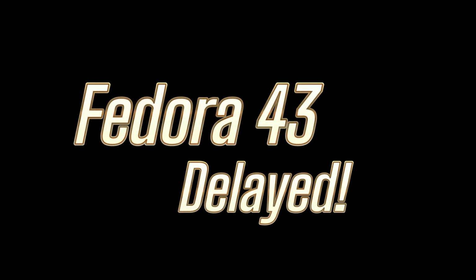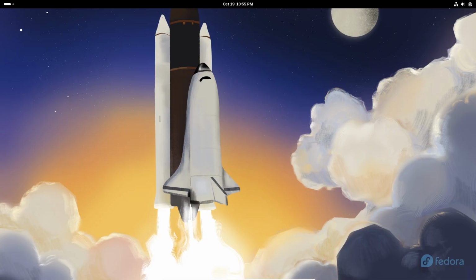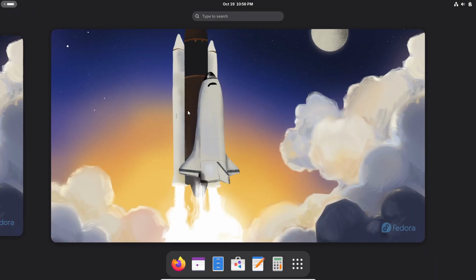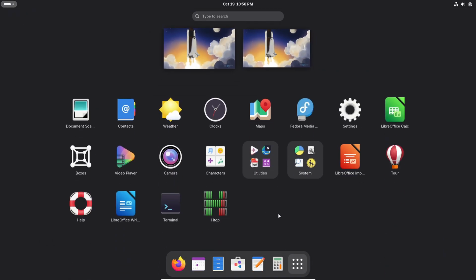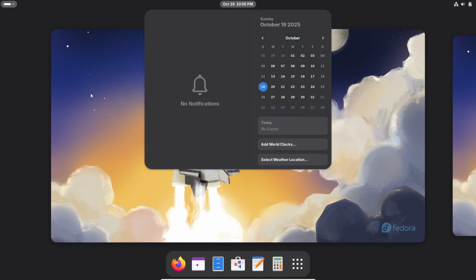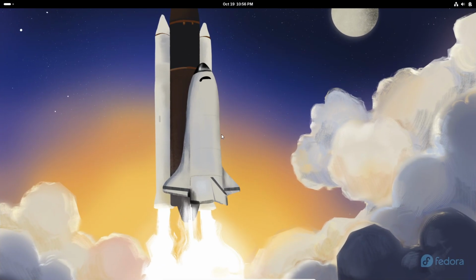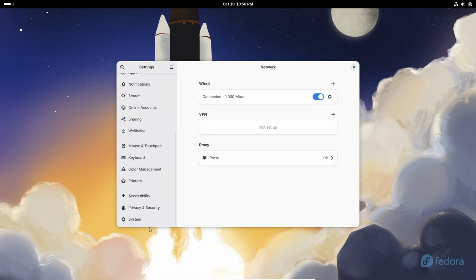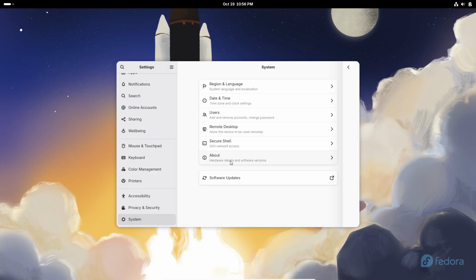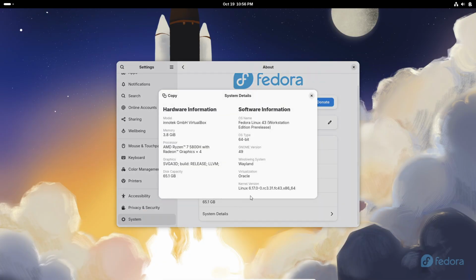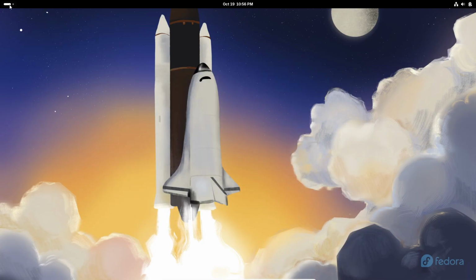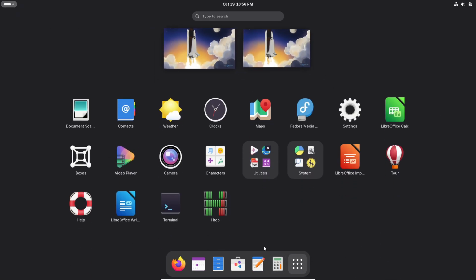So if you've been waiting for Fedora 43, I've got a bit of news for you, and yeah, it's not exactly the kind of news Fedora fans were hoping for. So here's the deal. Fedora 43 was supposed to be released really soon, like on the 21st of October. But it's not happening. During the Fedora release meeting, they officially declared a no-go. That means Fedora 43 is not ready for release next week.